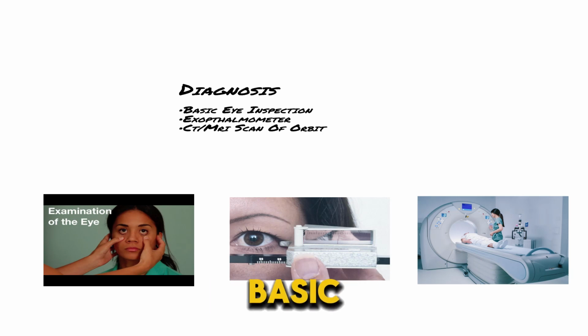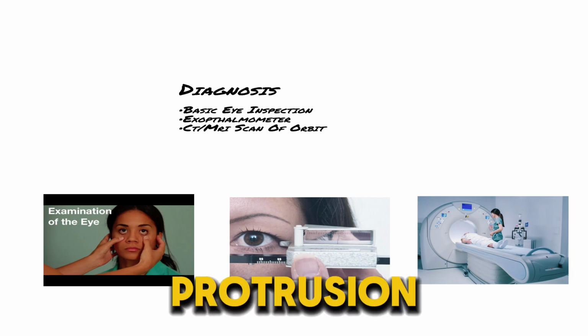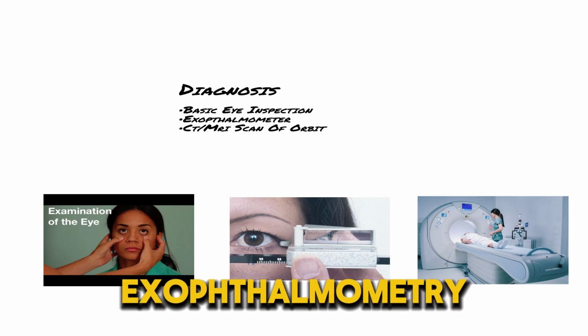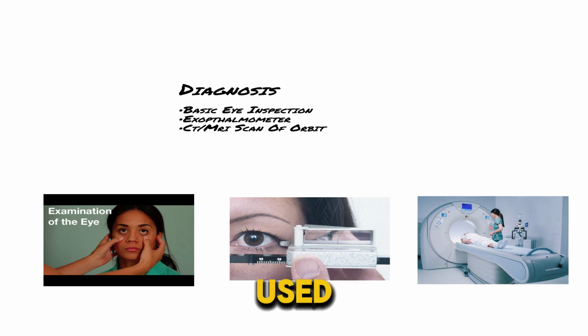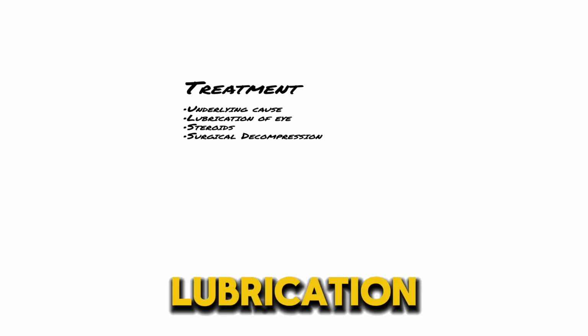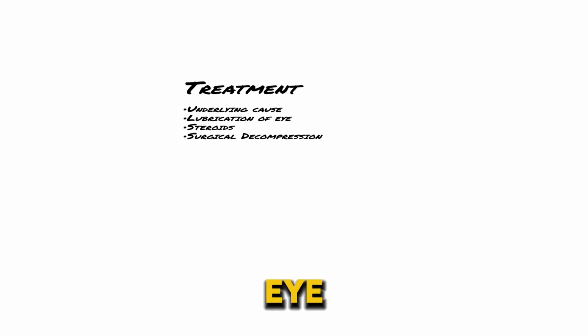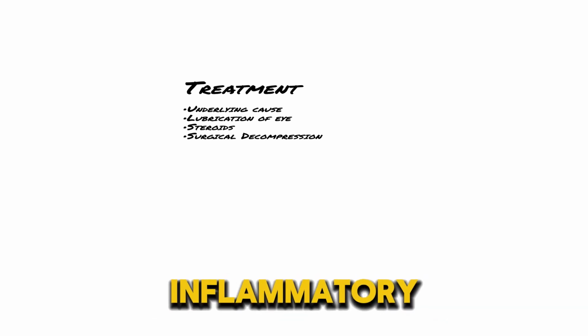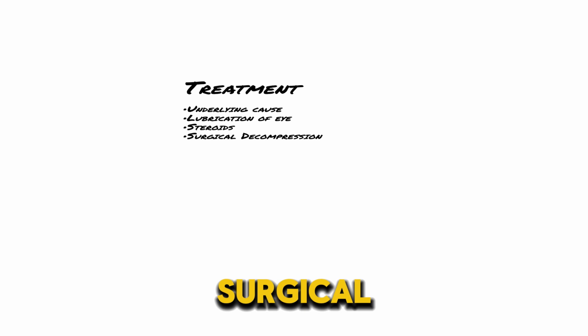Diagnosis: basic inspection of the eye to see if there is protrusion; exophthalmometry, a clinical method used to measure anterior displacement of the globe; and CT or MRI scan of the orbits. Treatment includes treating the underlying causes such as Graves' disease and infection, lubrication for the exposed eye, steroids to help with inflammatory reactions, and surgical decompression in severe cases.